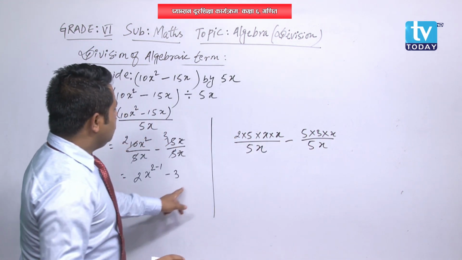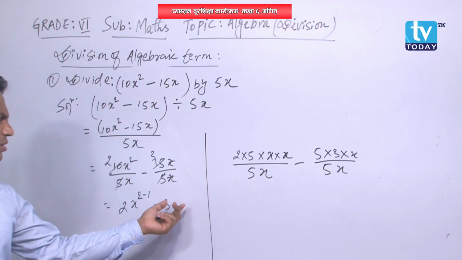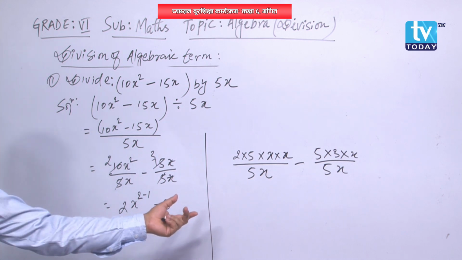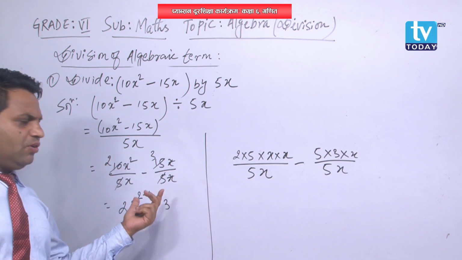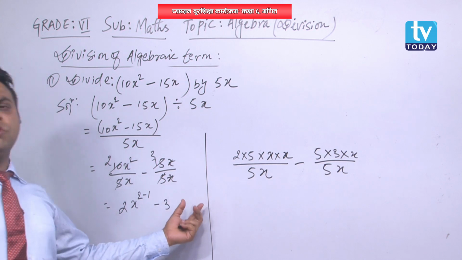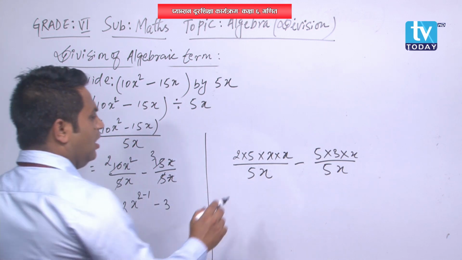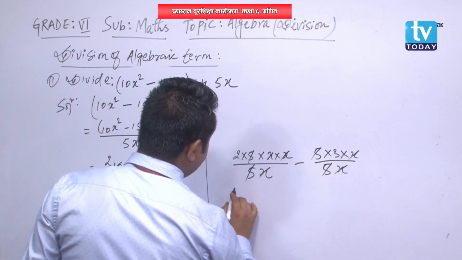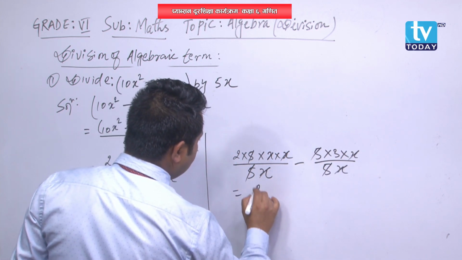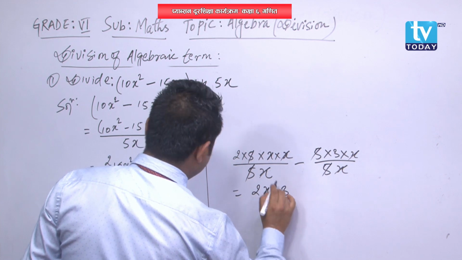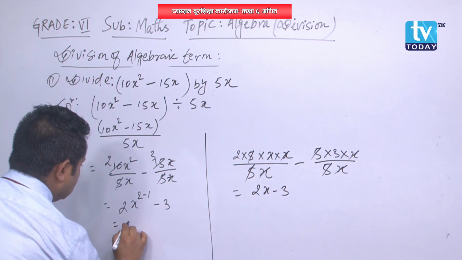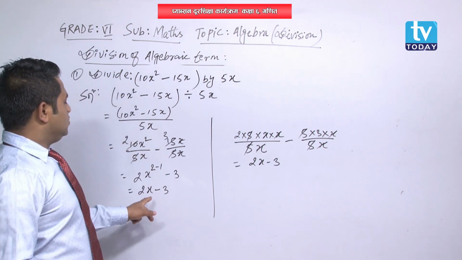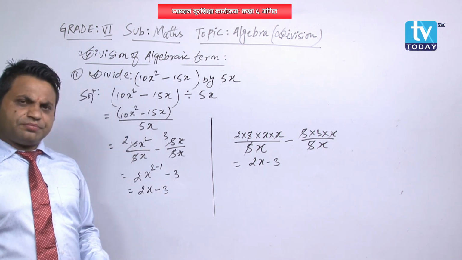Otherwise you can do it in this way also. Whichever method you feel comfortable with, you can follow. It is not mandatory to follow one particular method. Is that clear? Now 5 cancels, x cancels, 5 cancels, x cancels. Then you will get here 2x minus 3. Here also 2x minus 3. 2 minus 1, 1. So 2x minus 3. Alright.